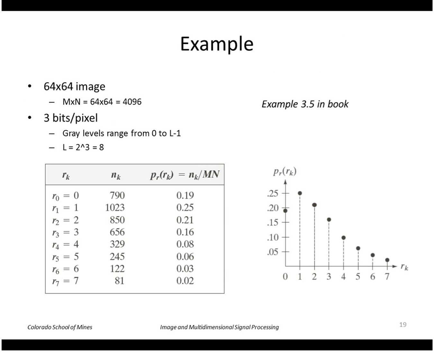So here's an example of a simple histogram. In this case, we have a 64 by 64 image, so we've got 4,096 values. Here's the values here. The possible values range from 0 to 7. There are 3 bits. So this is kind of what the histogram looks like.